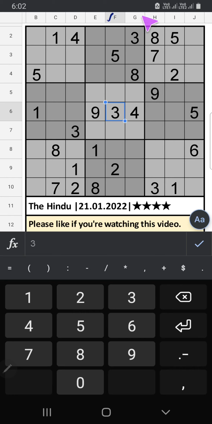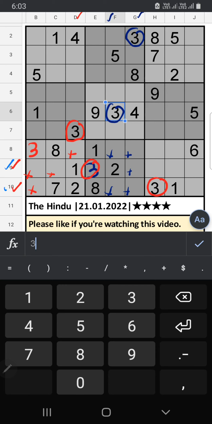Column F and column G we have 3. So 3 can't come in these cells. Then 3 is confirmed here. 9th row and 10th row we have 3. Column D also we have 3. So 3 can't come in these cells. Then 3 is confirmed here.